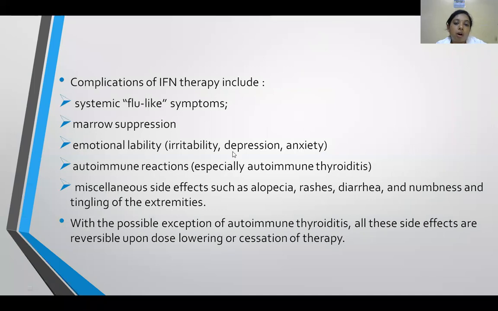What could be the complications of interferon therapy? This includes systemic flu-like symptoms, marrow suppression, emotional debility, irritability, depression, or anxiety, autoimmune reactions, especially autoimmune thyroiditis, and miscellaneous side effects such as alopecia, rashes, diarrhea, and numbness and tingling of the extremities. With the possible exception of autoimmune thyroiditis, all these side effects are reversible; you can lower the dosage of the drug or stop the therapy. Except for autoimmune thyroiditis, all these complications can be decreased.